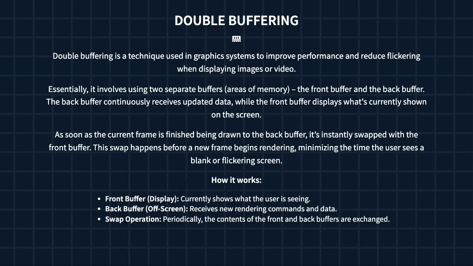Let's talk about double buffering. It's a clever trick to make graphics look smoother and avoid annoying screen flickering. Think of it like this. We have two screens. One is showing what you see on your monitor, the front buffer, and the other is where all the new drawing happens, the back buffer. As soon as the current image is finished being drawn on the back buffer, we instantly swap those two screens. Boom. The old image disappears and the fresh one appears. It's a really efficient way to ensure that you always see a complete, stable picture without any gaps or flashes.